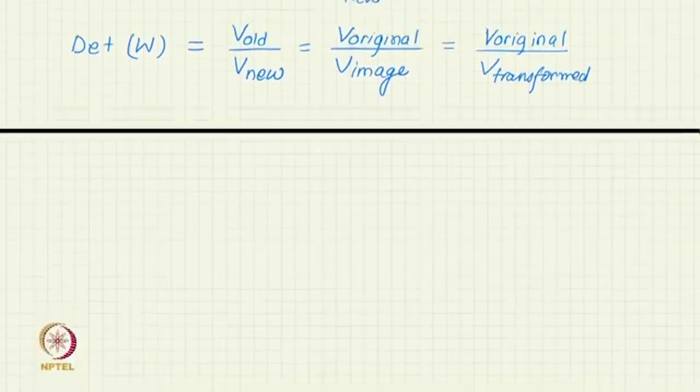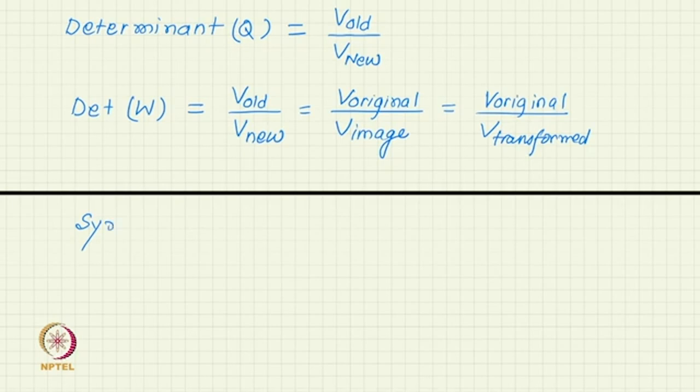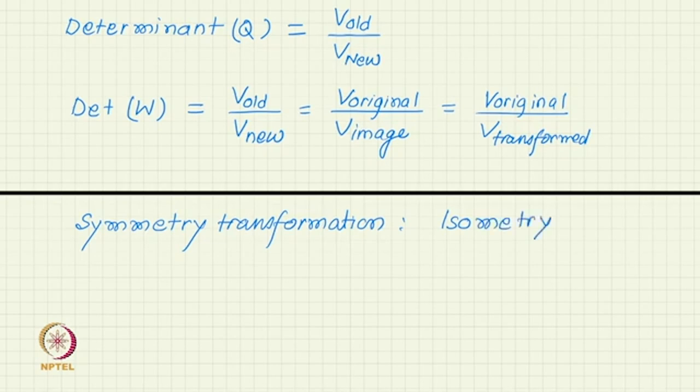But in the last class, we saw that symmetry transformation is an isometry. What does that mean? Symmetry transformation is an example of an isometry. So lengths and angles don't change. If lengths and angles do not change, then what can you say about the old volume and the new volume? The magnitude of the volume will not change, because all lengths are the same, all angles are the same. So the volume of the unit cell box cannot change.